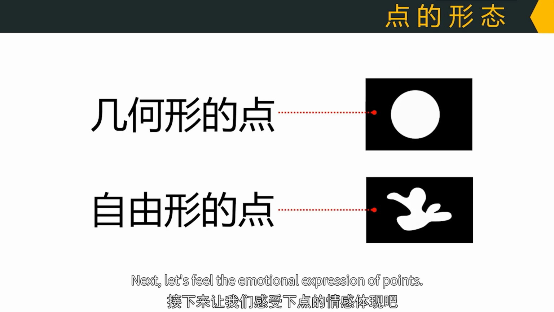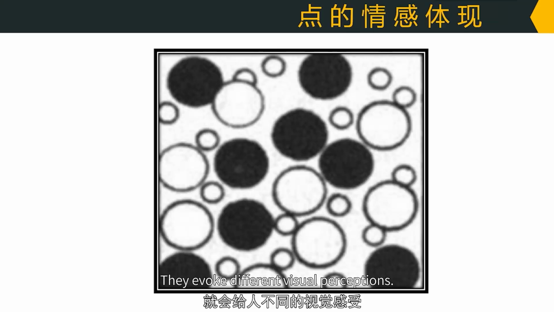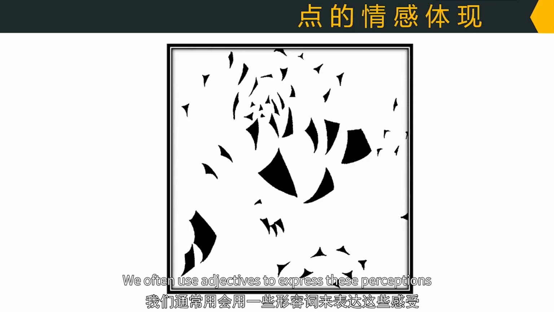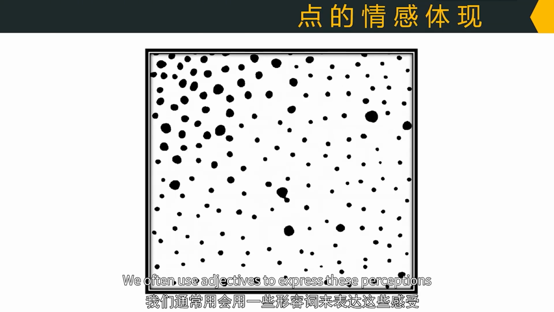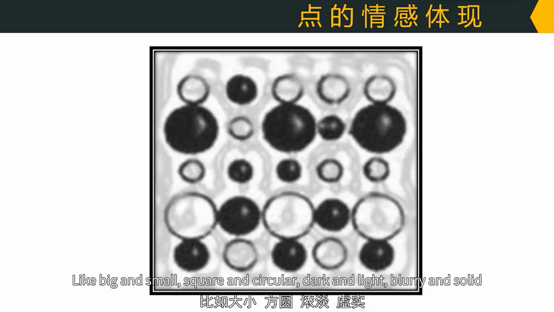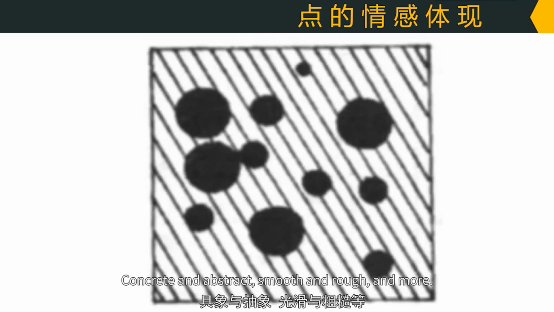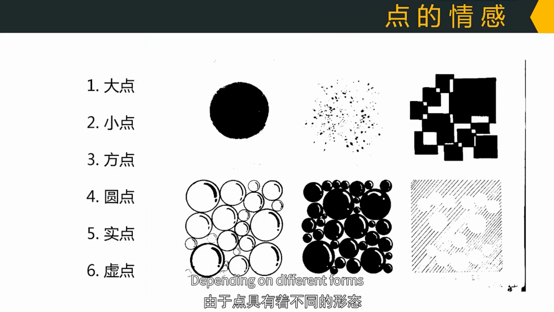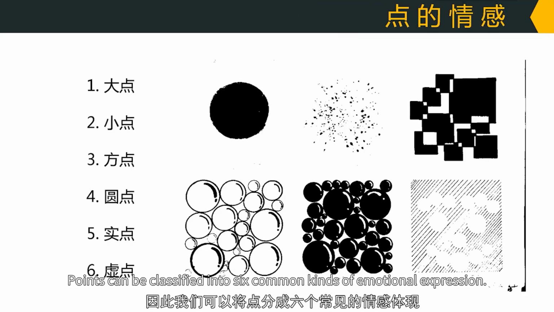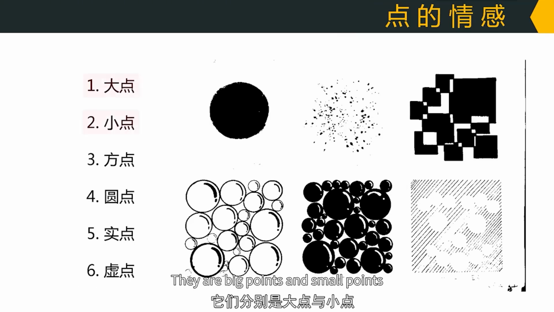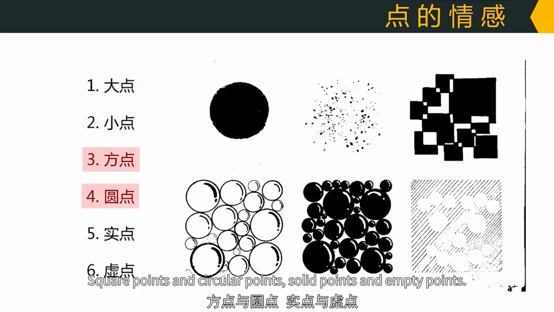Next, let's view the emotional expression of points. Due to the different forms of points, they evoke different visual perceptions. We often use adjectives to express these perceptions, like big and small, square and circular, dark and light, blurry and solid, concrete and abstract, smooth and rough, and more. Depending on different forms, points can be classified into 6 common kinds of emotional expression. They are big points and small points, square points and circular points, solid points and empty points.